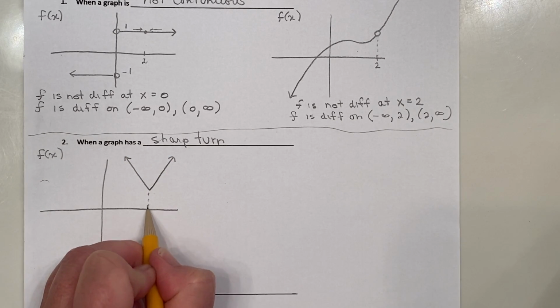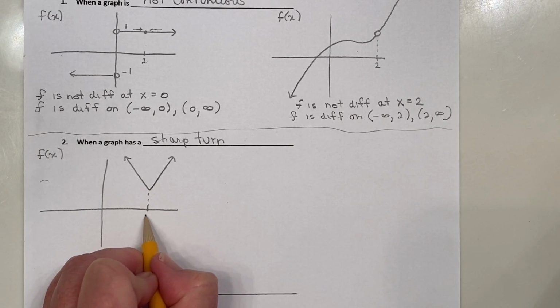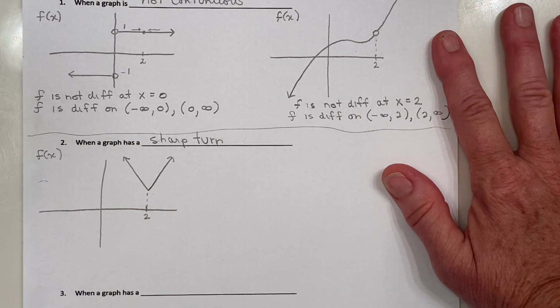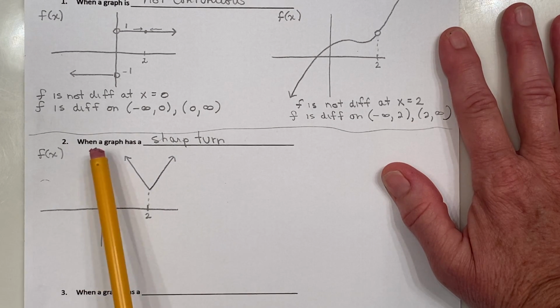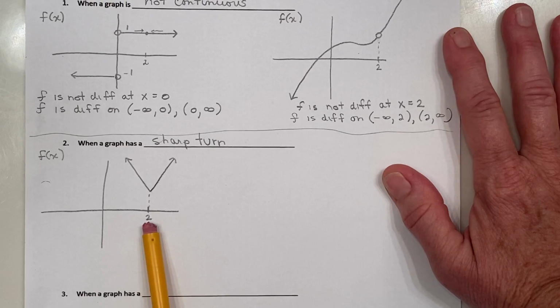And again, I could call this x equals 4, 5. I'll just call it 2. Notice that this graph is continuous across its whole domain, but this graph is said not to be differentiable at x equals 2.